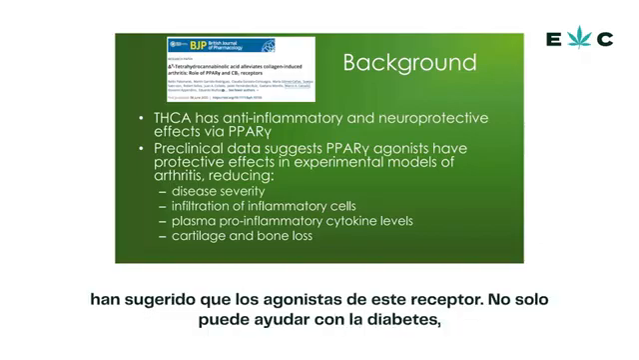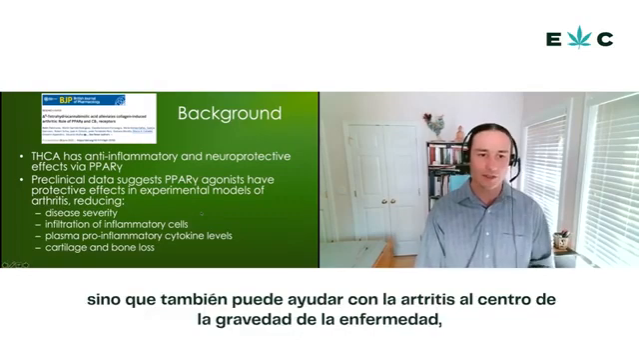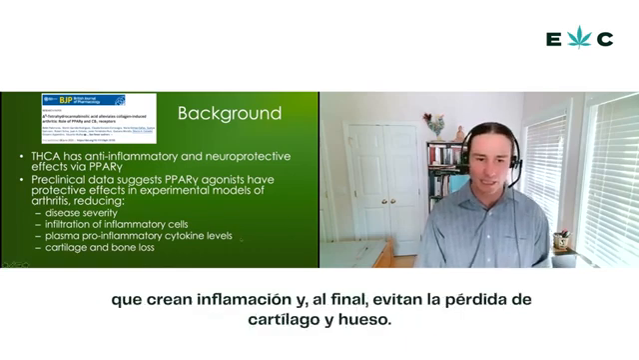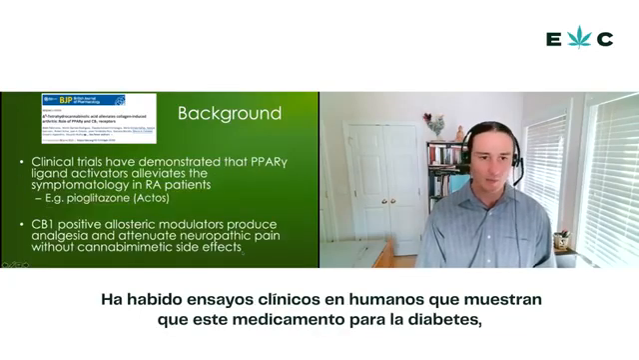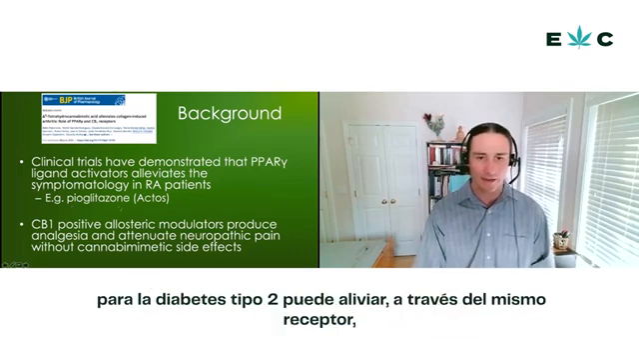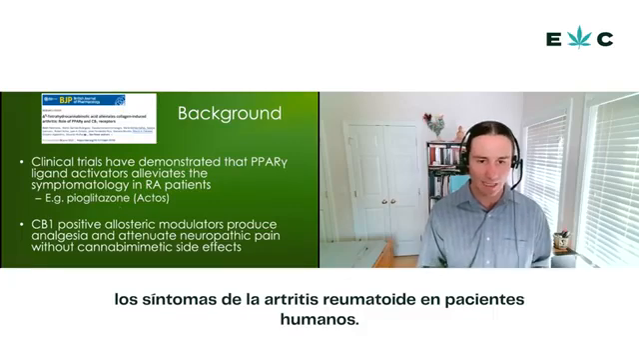Preclinical data has suggested that agonists of this receptor not only can help with diabetes, but can also help with arthritis by reducing disease severity, by reducing the inflammatory cells, the cytokines, which are the signaling molecules that create inflammation, and in the end, by preventing cartilage and bone loss. There have been human clinical trials showing that this type 2 diabetes drug can, via the same receptor, alleviate the symptoms of rheumatoid arthritis in human patients.